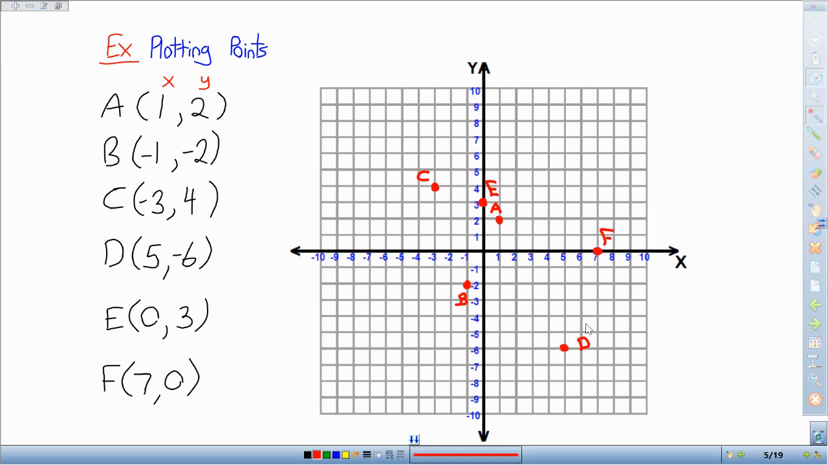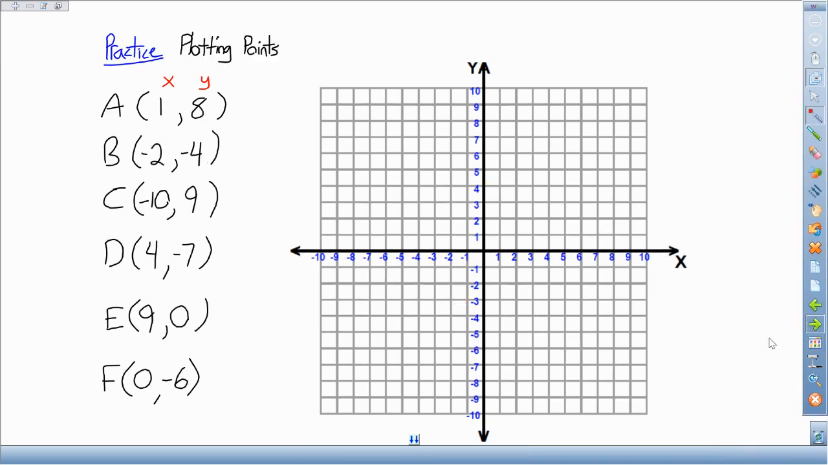All right, so there's a nice little reminder on plotting points. It's really simple, but it's really easy to mix things up. So I just want to make sure we're all feeling good on that. Okay, so for this next practice, I'm gonna have you go ahead and draw yourself another graph, and go ahead and plot these points on it, and then we'll see how you did.